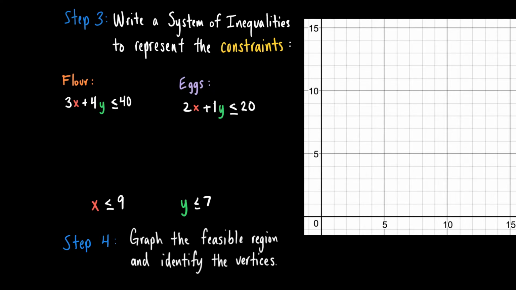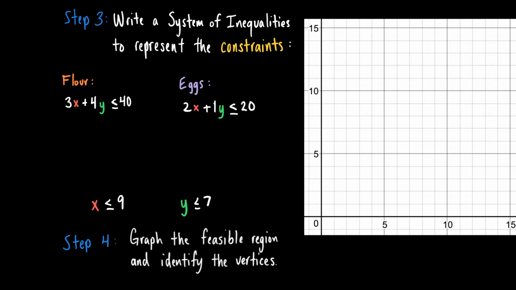So now what we need to do, step 4, is to graph the feasible region. The feasible region is just all of the possible outcomes that we could do. You know, like we couldn't make 100 chocolate cakes and 40 vanilla cakes. We don't have enough flour and eggs for that. So what we're going to do is graph each of these inequalities, and then we're going to get a shaded area that's called the feasible region.